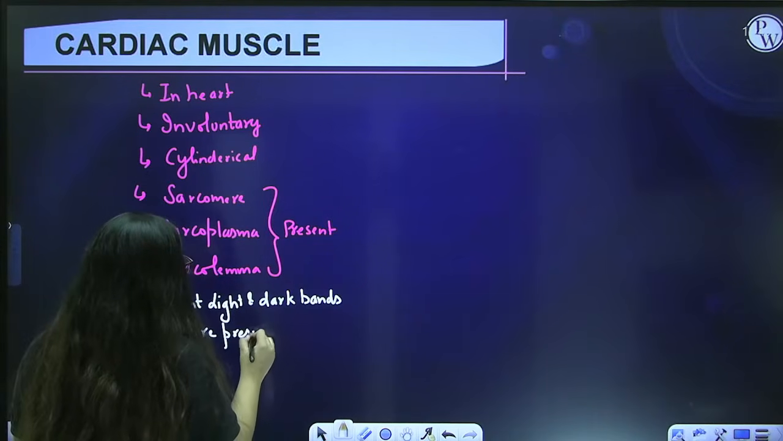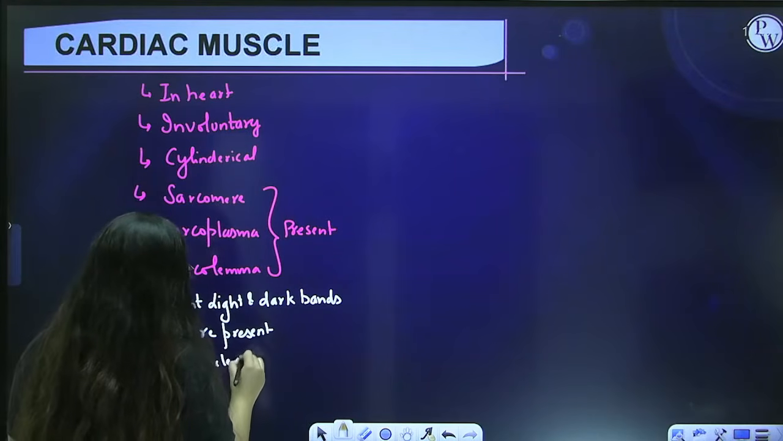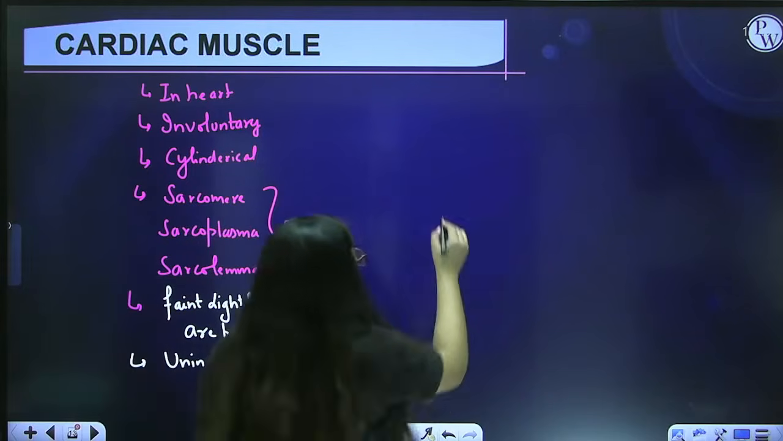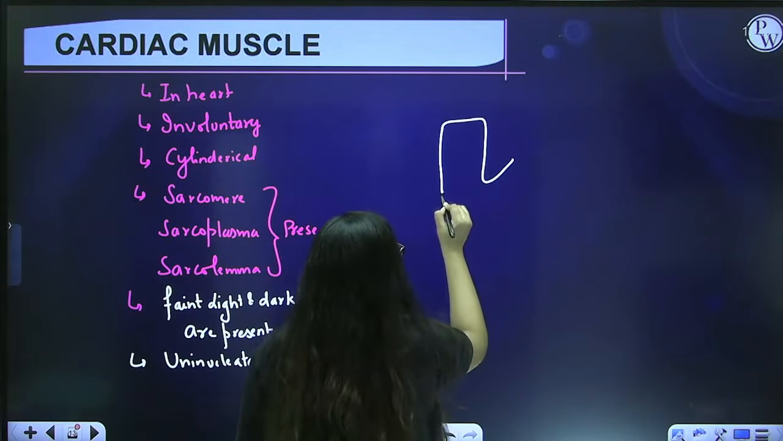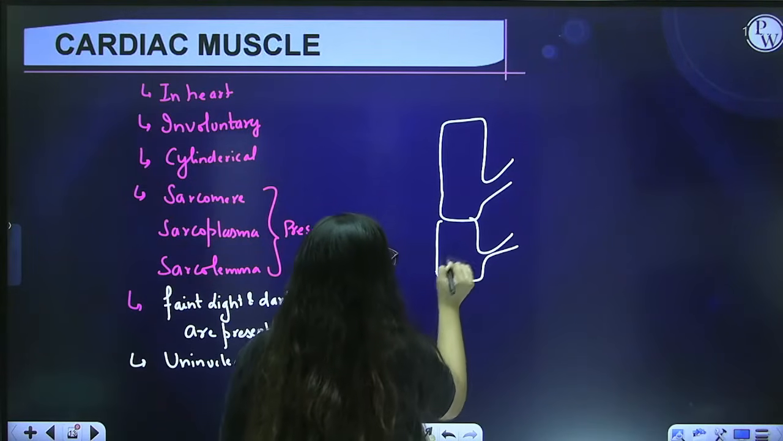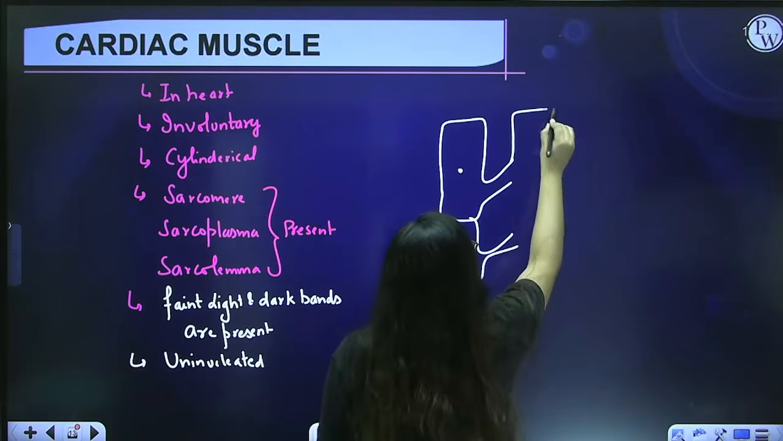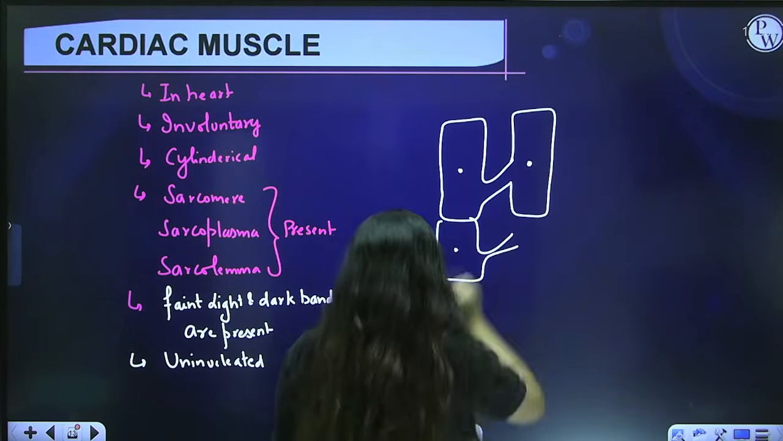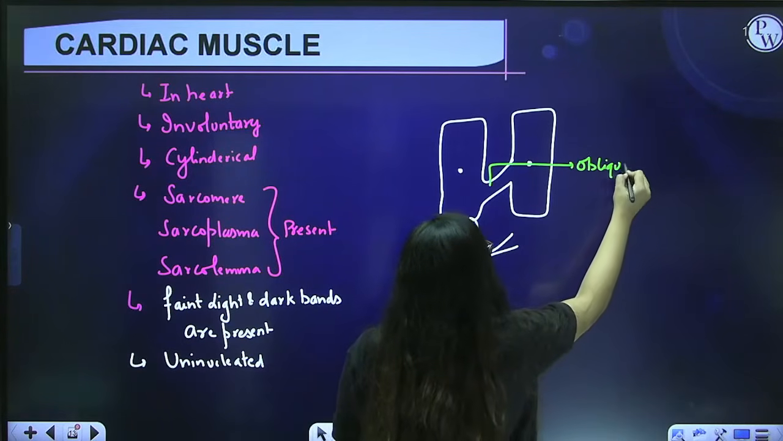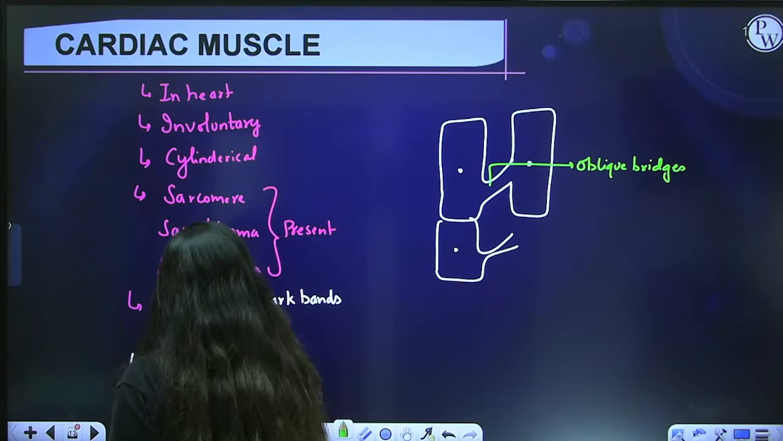Now just like smooth muscle, it is uninucleated. And also just like smooth muscle, it is involuntary. And one important point, your cardiac muscles are branched. This is an exclusive feature of this muscle. As you can see these bridges, oblique bridges. Can you see them? I can see them. These are oblique bridges. Oblique bridges are present, and hence we say that this muscle is a branched muscle.